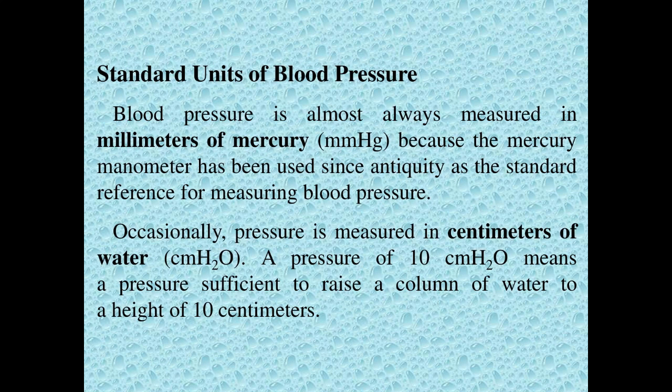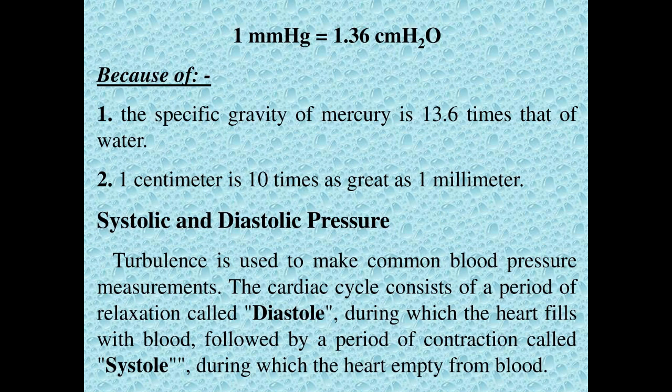Standard units of blood pressure. Blood pressure is almost always measured in millimeters of mercury, because the mercury manometer has been used since antiquity as the standard reference for measuring blood pressure. Occasionally, pressure is measured in centimeters of water. A pressure of 10 centimeters of water means a pressure sufficient to raise a column of water to a height of 10 centimeters. 1 millimeter of mercury is equal to 1.36 centimeters of water.